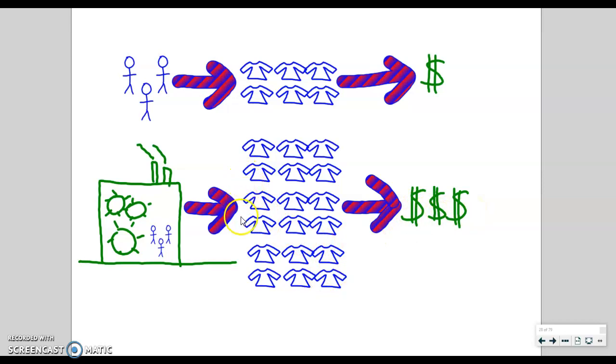So factory production increases production, allows for greater production of goods, and increases the amount of money that people can make from that production. So factory production makes more goods, makes more money than workers doing it using the domestic system at home by hand.